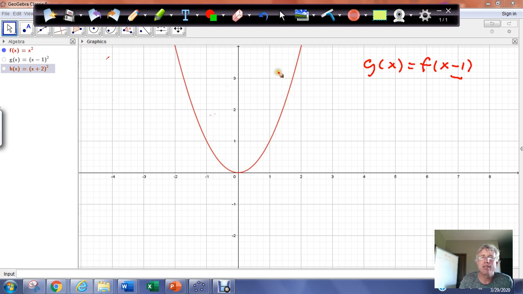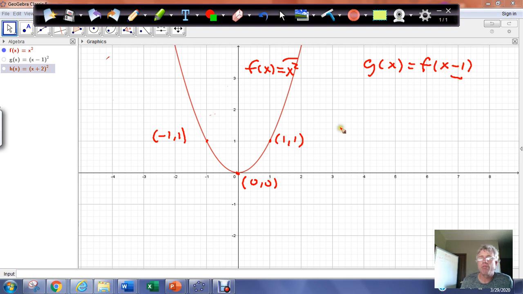I want to recognize the parent function, or the toolbox function. So this is the squaring function from video 1. This is f of x equals x squared. And again, I want to grab a few nice lattice points on it. That's the point -1, 1. This is the point 1, 1. This is the point 0, 0.